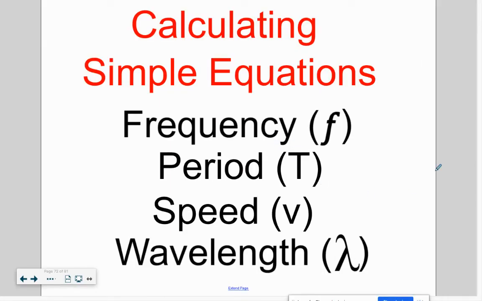Hopefully you've gotten a chance to see the different formulas to determine frequency, period, speed, and length. You can go ahead into the next thing in Google Classroom, which is the Google form. Try to work out some of those problems and submit that Google form.